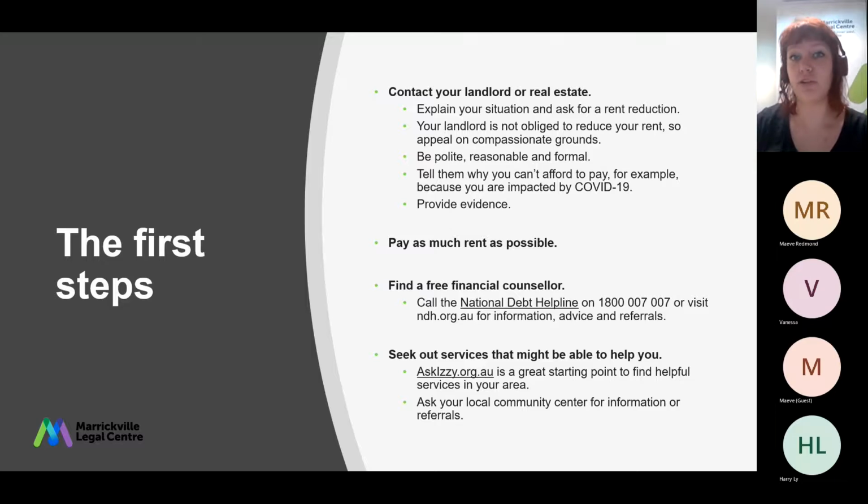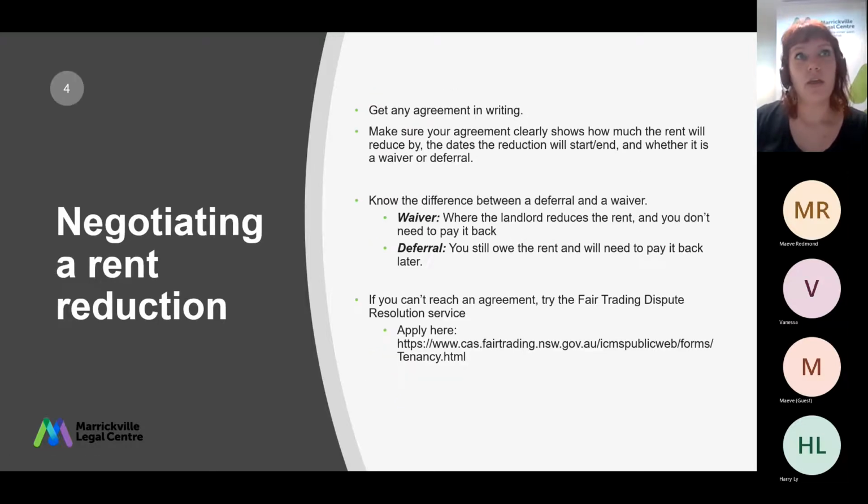Now, I'll be touching on that a bit more later, but first I just want to talk about the negotiations a bit more. I said this before, I'll say it again, and I will continue to say it throughout this, but get any agreement you make in writing. It's really, really important.